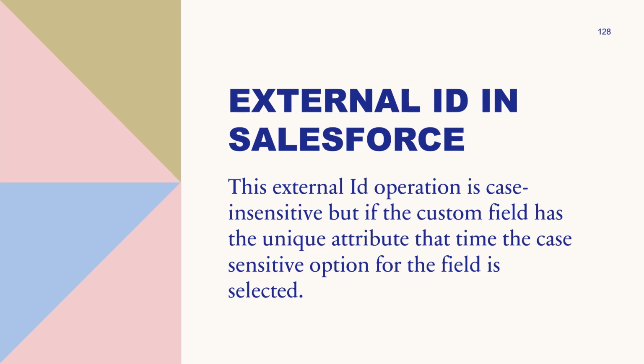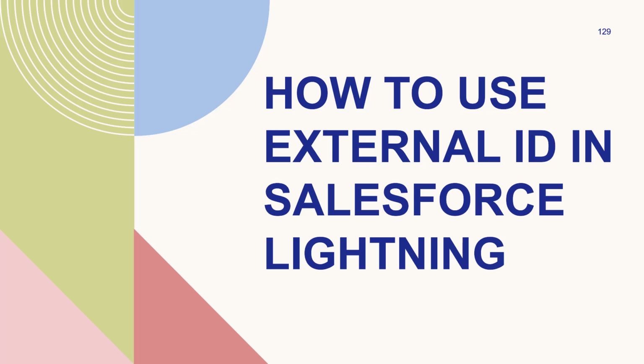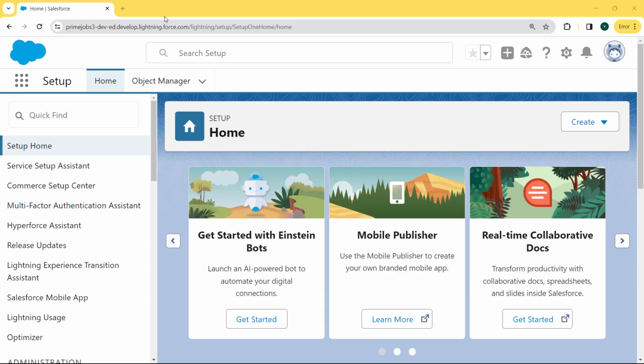Now, let's move ahead and discuss how to use external ID in Salesforce Lightning. So let's move to our org. This is my Salesforce Lightning org, and here we will learn how to use external ID in Salesforce Lightning. For this, first click on the gear icon. This is my gear icon.